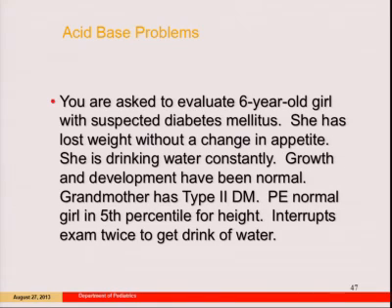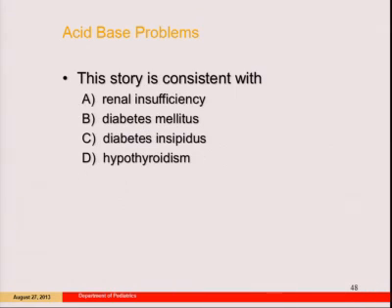You actually see a 6-year-old girl. I actually saw this patient. She'd lost weight without a change in appetite. She's drinking water constantly. Growth and development were normal. Grandmother has type 2 diabetes. Physical exam is normal, in the 5th percentile for height, and she interrupts the exam twice to drink water. The story is consistent with renal insufficiency, diabetes mellitus, diabetes insipidus, or hypothyroidism.